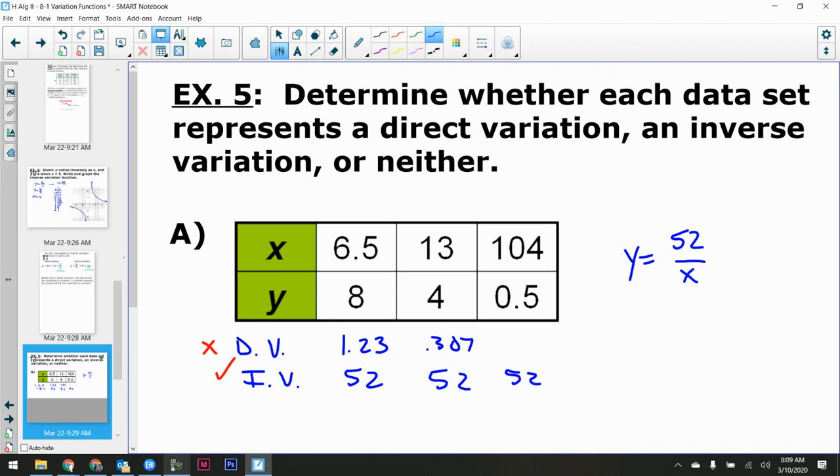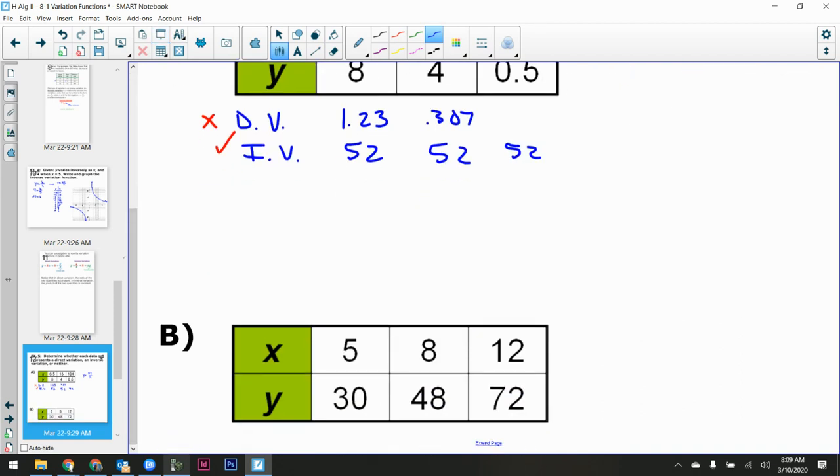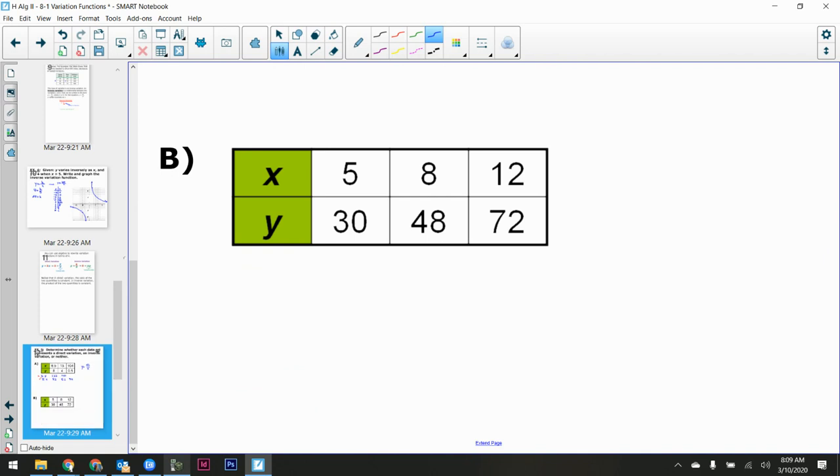Okay. Questions about that? Now, that's if it is a direct or inverse variation. This could come out to be neither. If it's neither, you just scream. Try that one. It's going to be neither.